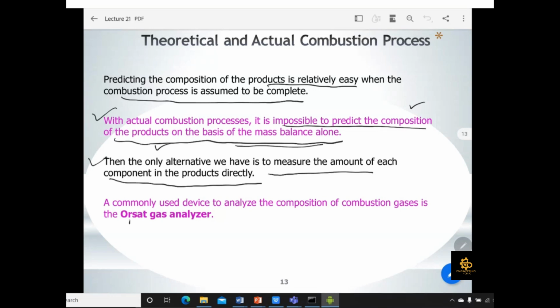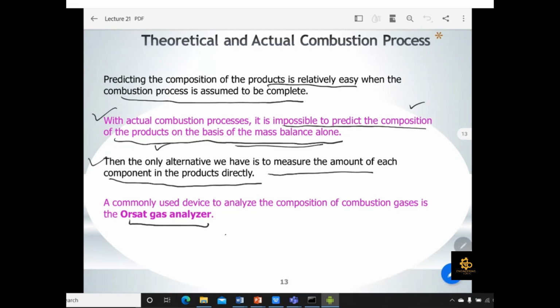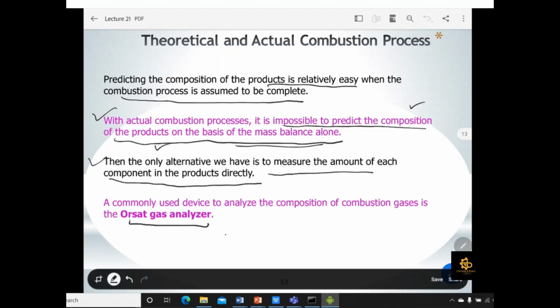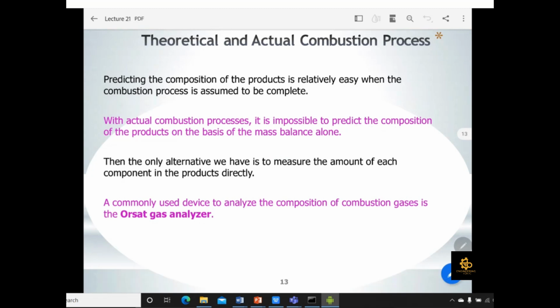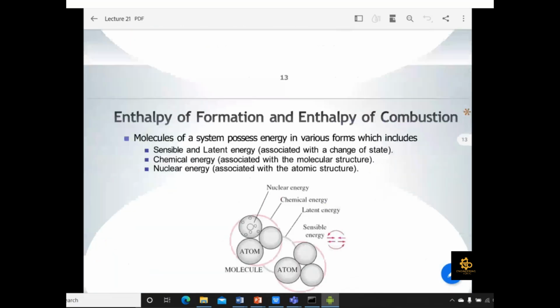We have to use the Orsat gas analyzer for this purpose, by using which we measure the amount of each component in the product directly. So this is another method, basically an experimental method for finding the composition, the Orsat gas method. This is just for your information. If you find any MCQs related to this, you can easily work out which analyzer we are talking about.